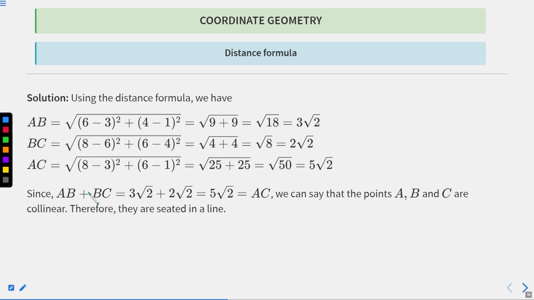If we take the sum of AB and BC, that is AB plus BC, it is equal to 3 times root 2 plus 2 times root 2, which is 5 times root 2, the length of AC. So we can say that the points A, B and C are collinear, since if we add AB and BC, we get AC. Therefore, they are seated in a line. Collinear means they are seated in a line.